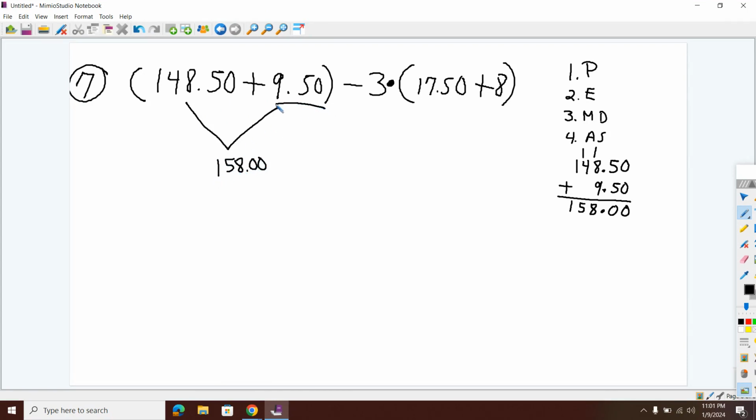I am done with these two. Bring the minus down. Bring the 3 down. The parenthesis, which means times. A number next to parenthesis means times. Okay? So we have the new problem, 158.50 minus 3 times 17.50 plus 8 inside parentheses. So we still have parentheses to do. So now this one would be next.